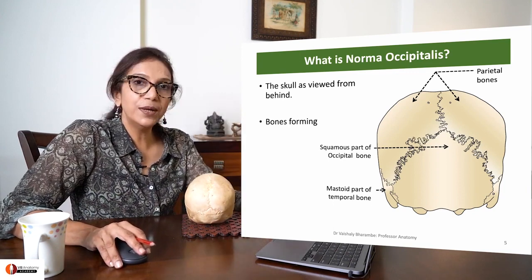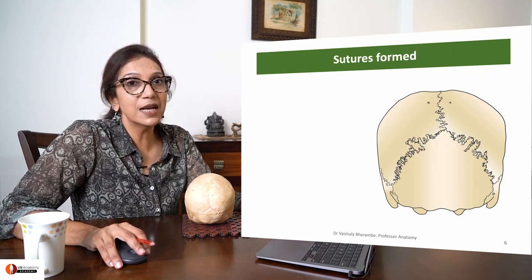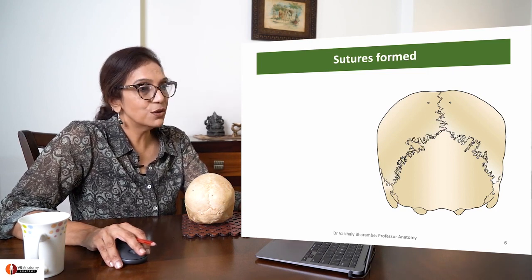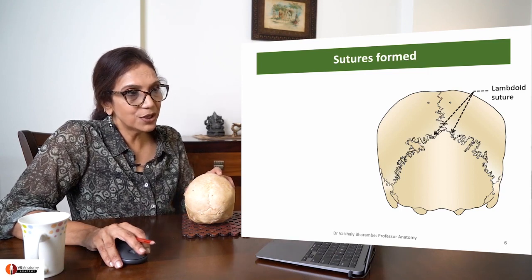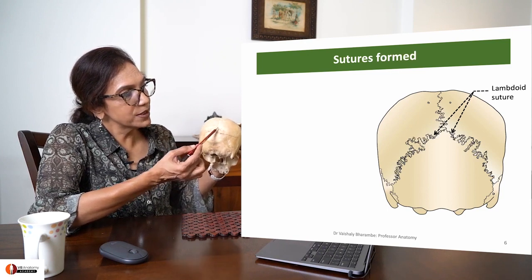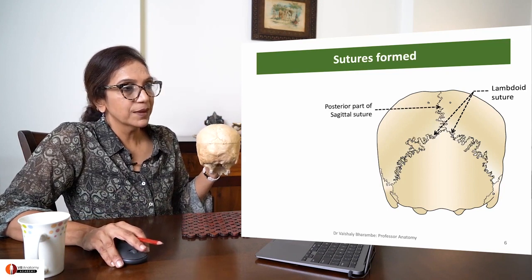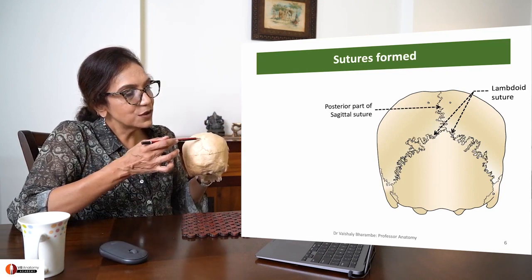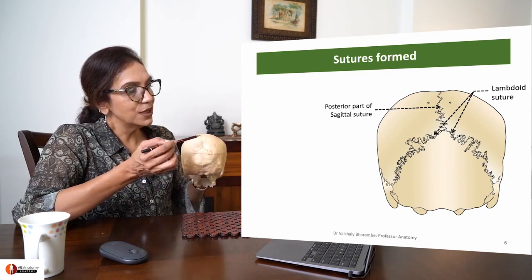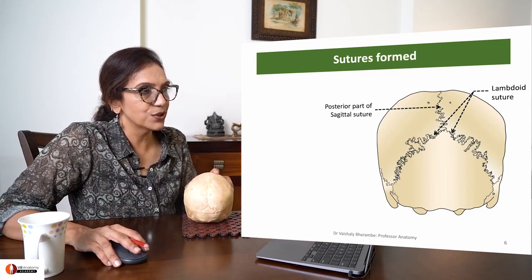Right. So if you're done with understanding bones, bones are always joined together by what in the skull? Joints. What do we call these joints? We call them sutures, right? So which sutures? Lambdoid suture here. So that's between the parietal bone and the occipital bone. This is the lambdoid suture, okay? Posterior part of the sagittal suture. Remember, this is the one that went up in Norma verticalis. So the same thing comes down here and is the posterior part of sagittal suture.